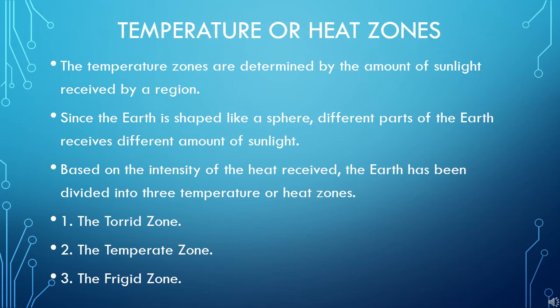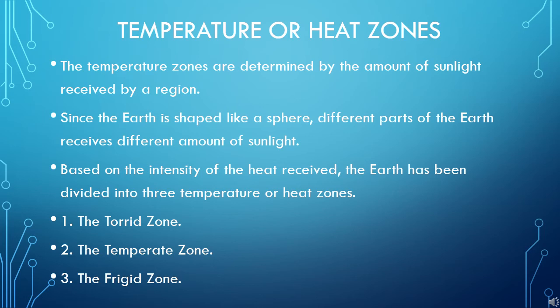Now the temperature zones are determined by the amount of sunlight received by a region. Since the earth is shaped like a sphere, different parts of the earth receive different amounts of sunlight. Based on the intensity of the heat received, the earth has been divided into 3 temperature or heat zones. That is the torrid zone, the temperate zone, and the frigid zone. So children, in the next part of the same chapter, we will learn in detail the 3 temperature or heat zones.